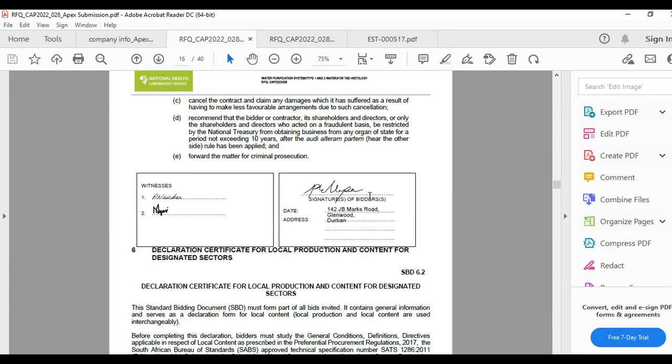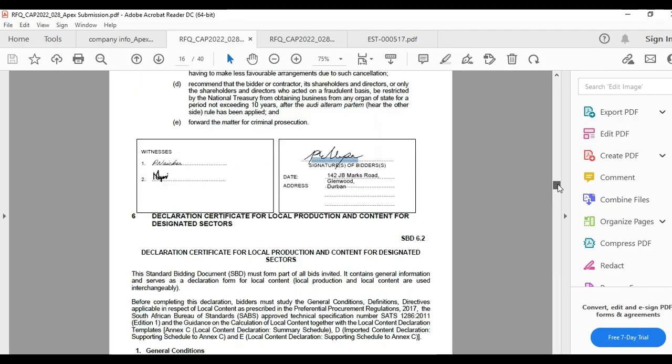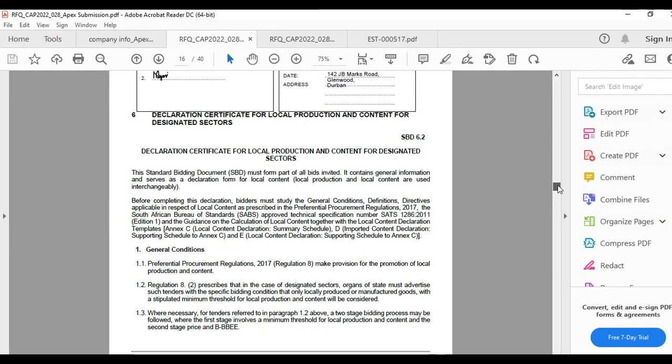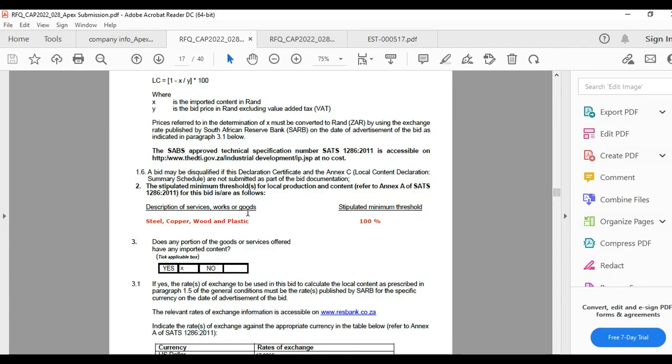You need to sign here, and then you'll fill out the date and the address, and then you need to get 2 witnesses to sign as well. They can sign on PDF also. You don't have to print it out and give it to them to sign. Here you'll say description of services. You'll say what it is and the minimum. Okay, this is actually filled in by NHLS. Then you will state here whether it's imported or not.